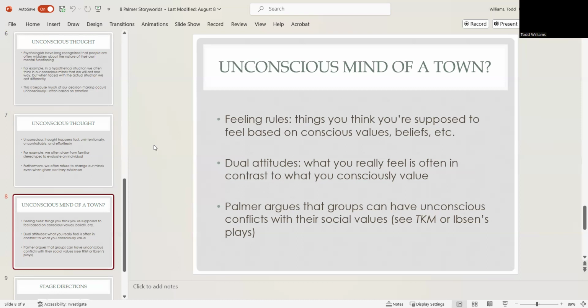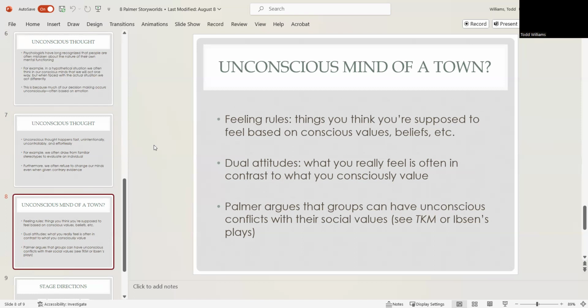So Palmer gives us two concepts here. One is feeling rules, things you think you're supposed to feel based on conscious values and beliefs, right? Your society tells you you're supposed to think this way, so consciously you tend to think that way, but maybe not unconsciously. And then dual attitudes, what you really feel, often being in contrast to what you consciously value. So Palmer argues that groups can have unconscious conflicts within their social values.